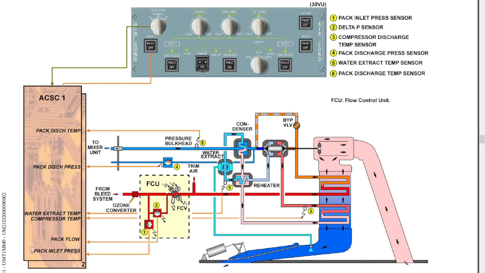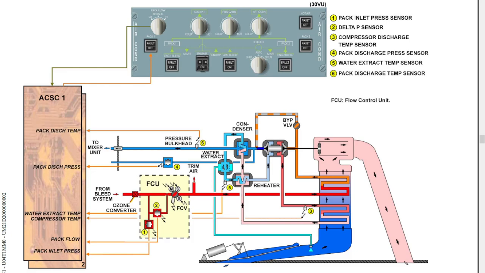And you can see here, after the turbine the airflow will go through the condenser again. So that's why the hot air which was coming from the main heat exchanger got cooled. They use this very cold air which is coming from the turbine to cool the air which was returning from the main heat exchanger.